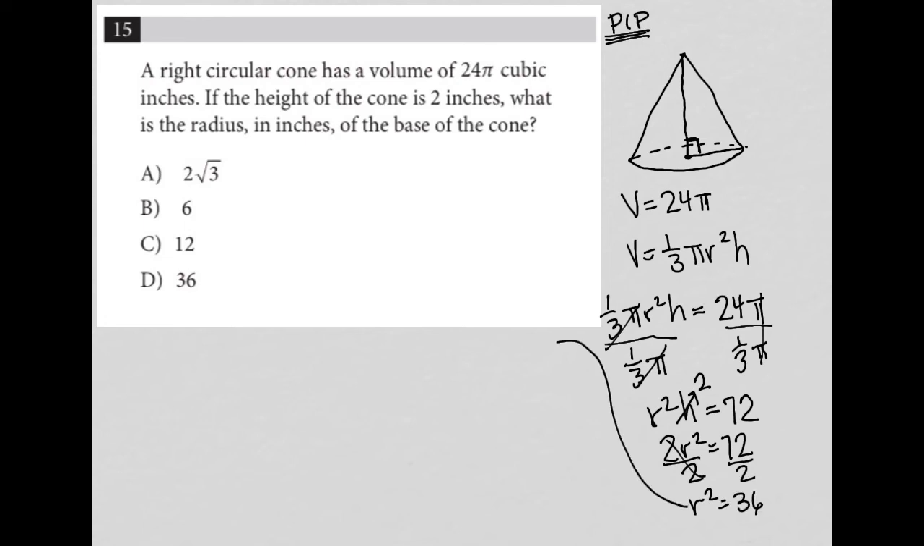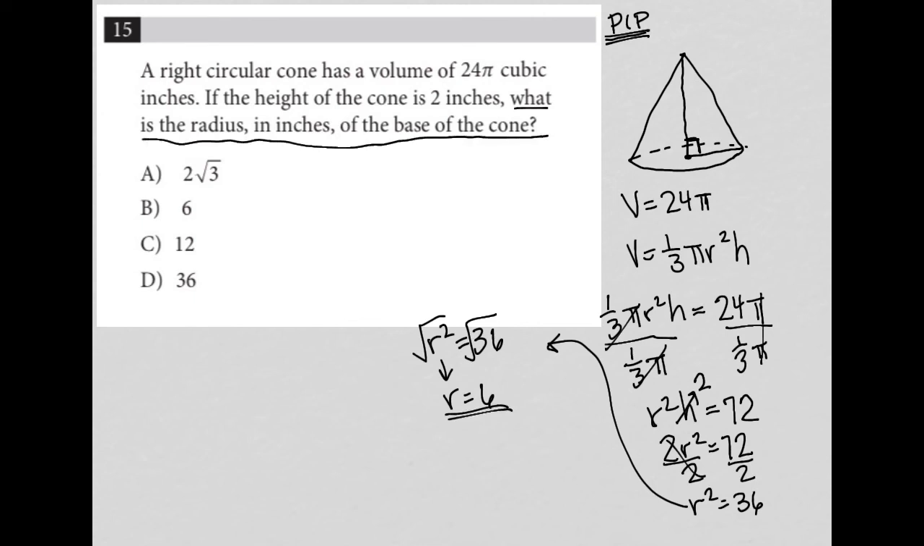Let's go up here for some more space. Now, if r squared is 36, I can square root both sides, and therefore I get r is equal to technically plus or minus 6, but I can't have a negative length, so realistically this is just going to be r equals 6, so that's my radius there. Okay, so then the question goes on to say, what is the radius in inches of the base of the cone? So we just found it, right?